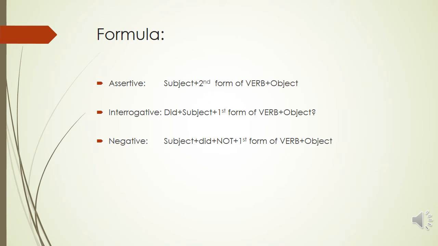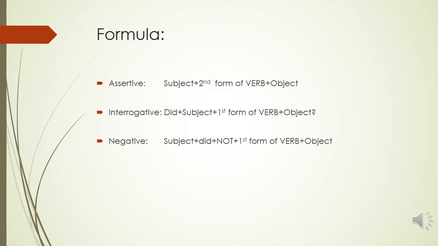Here we have the formula for how to structure a simple past sentence. It's very easy. In positive or assertive sentences, we write subject, then second form of verb, and then object. The second form of verb is the past tense. For example, if we have the verb see, the second form is saw. So we'll use saw in the sentence.